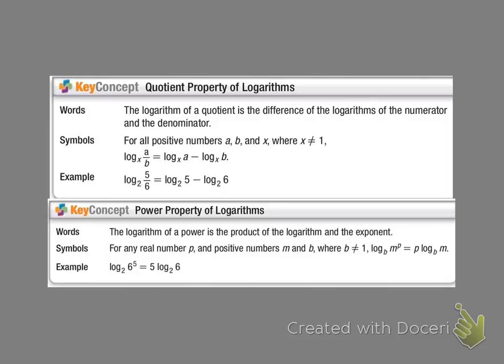The operation between the two is multiplication, or between the two is addition, so when you put them together, it was multiplication. The operation between these two is subtraction, so when you put them together, it's going to be division.